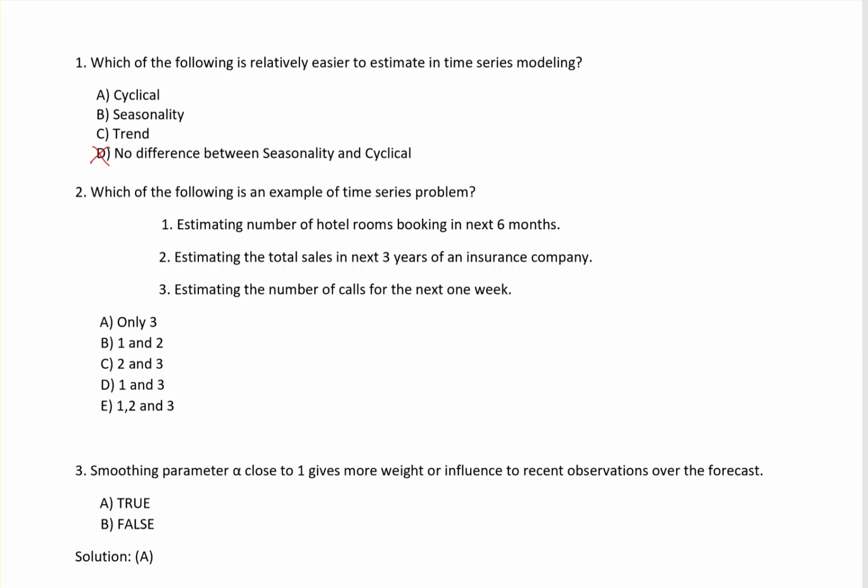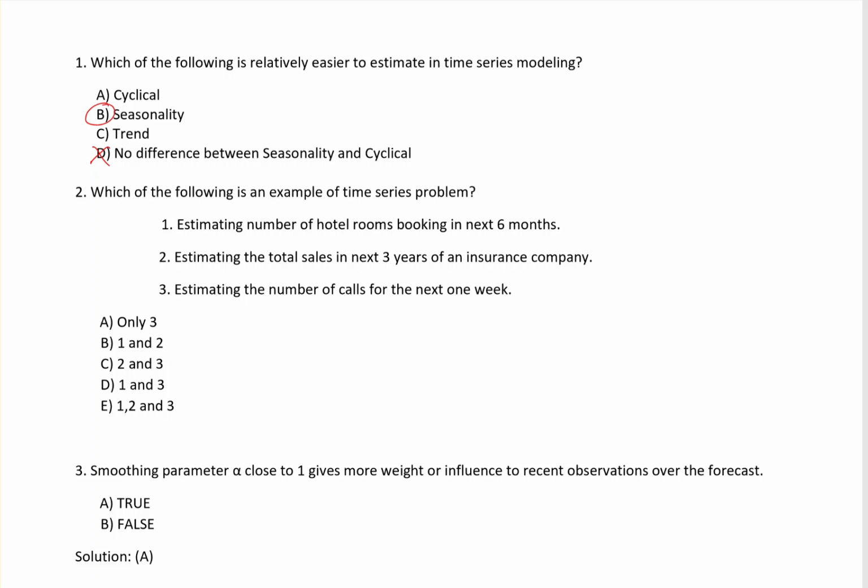All right, then you need to choose from A, B, C. Which one is relatively easier to estimate when you model the time series? Remember at the end of this chapter, I said the seasonal component is the most reliable component that can be estimated in the model. Since the seasonal component is the most reliable component, of course, it will be easier to estimate. So the answer will be the seasonality.